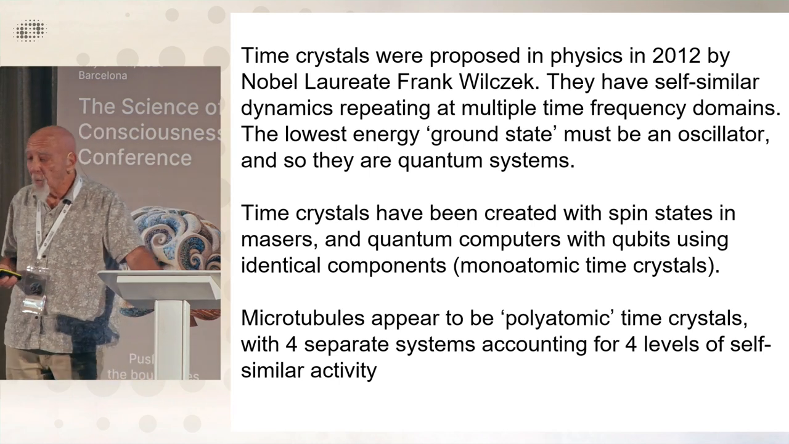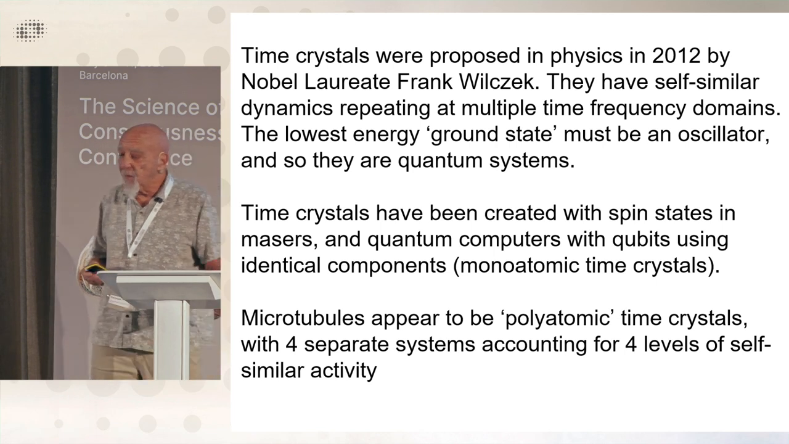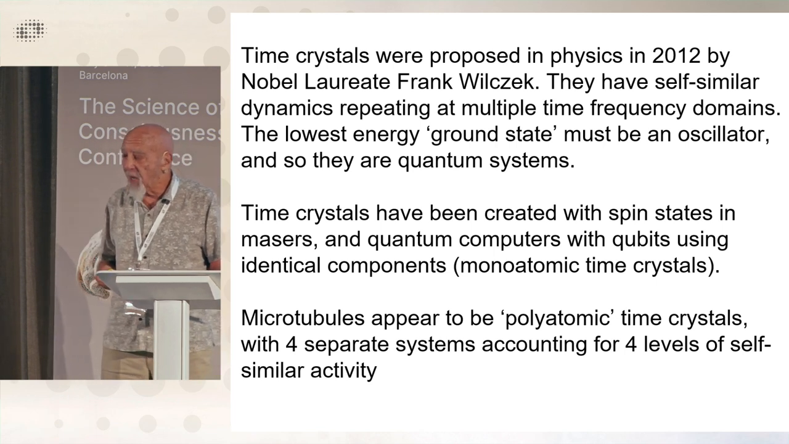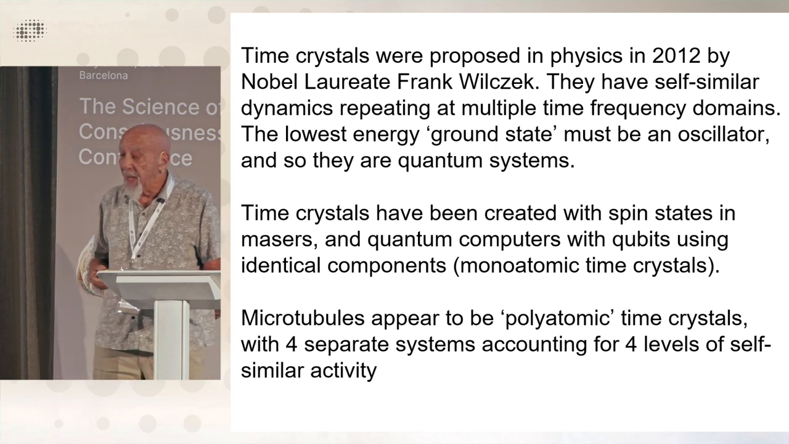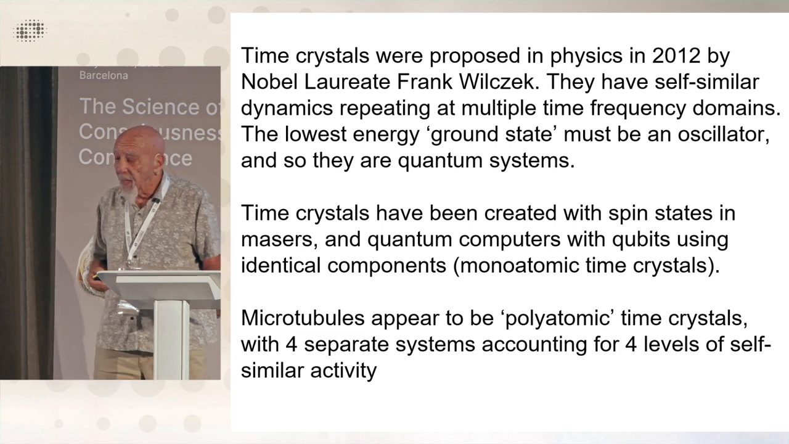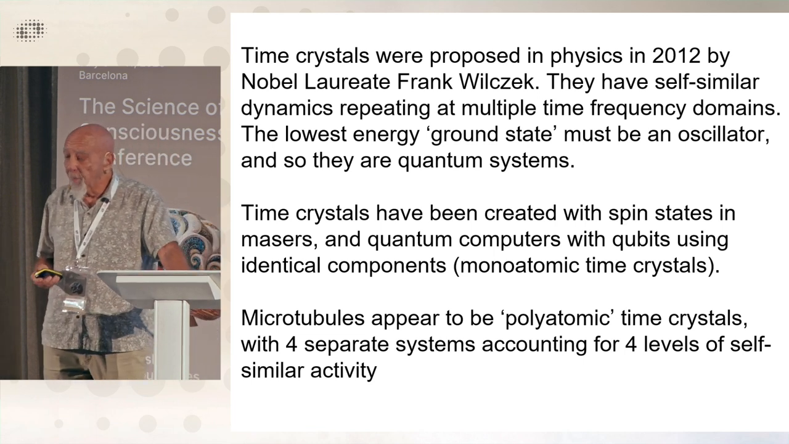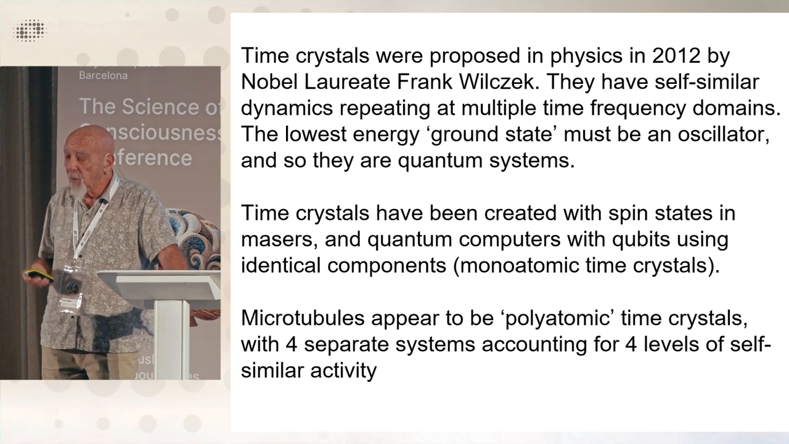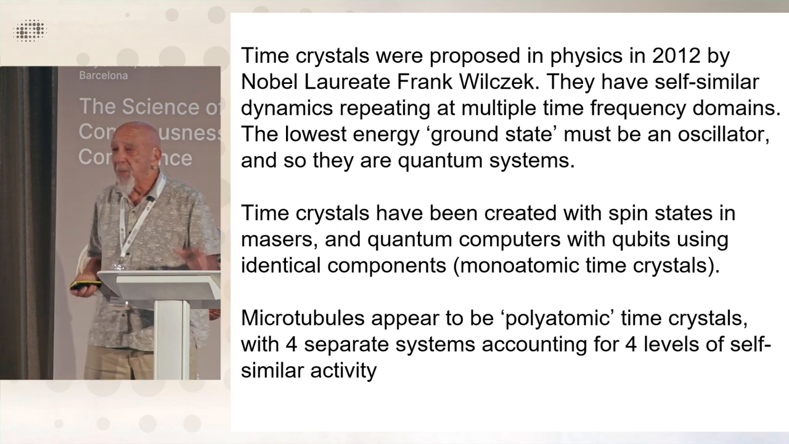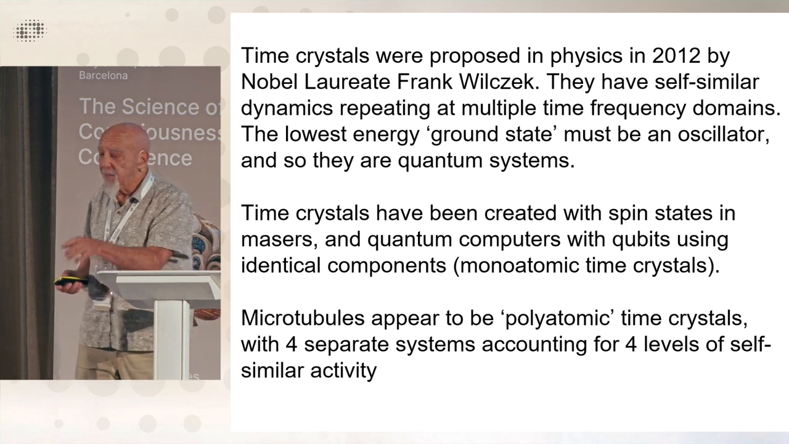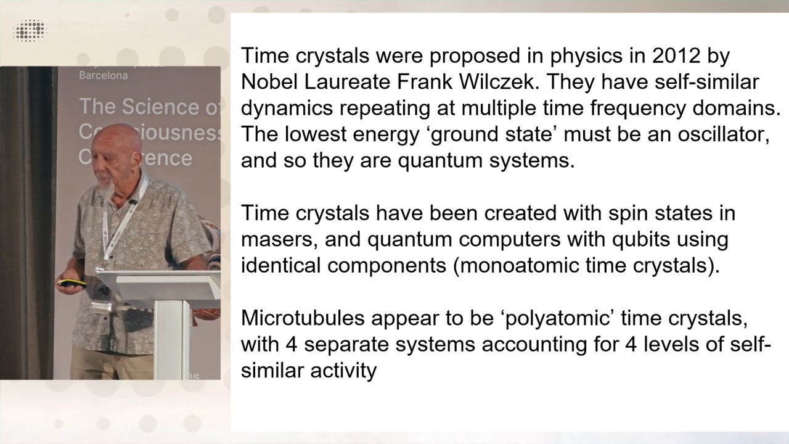So time crystals were proposed in physics in 2012 by Nobel laureate Frank Wilczek. They have self-similar dynamics repeating in multiple time frequency domains. The lowest energy ground state must be an oscillator, and so they are quantum systems. They have been created with spin states in masers and in quantum computers by Google with qubits using identical components. So like in a quantum computer, you have a bunch of qubits, and in the masers, you have a bunch of spin states. They're all the same. They interact, and you can have time crystal behavior.